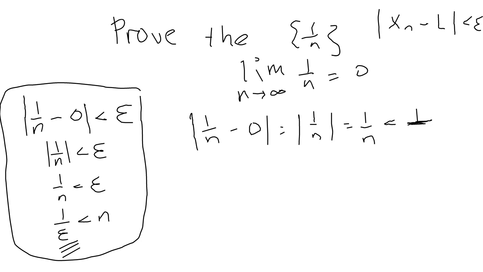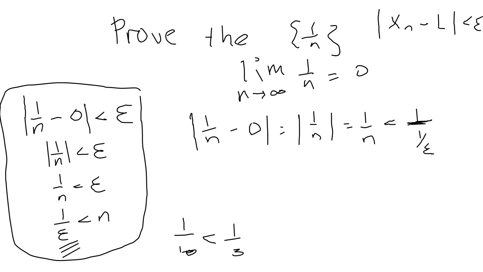Because n must be greater than 1 over epsilon for this to work, we're going to use this right here. Think about it. If I use a number over here, this is 1 over 10, and this is 1 over 3. Which number is bigger? 1 over 10 or 1 over 3? 1 over 3 is bigger. And why is 1 over 3 bigger? Because 10 is bigger than 3. So the bigger the number in the denominator, the smaller the fraction.